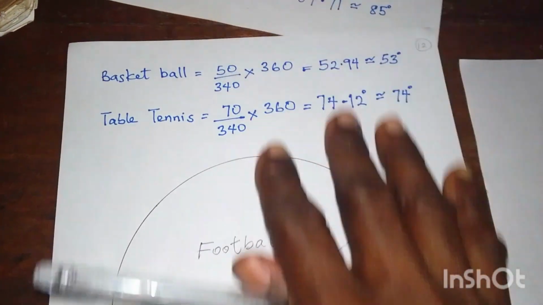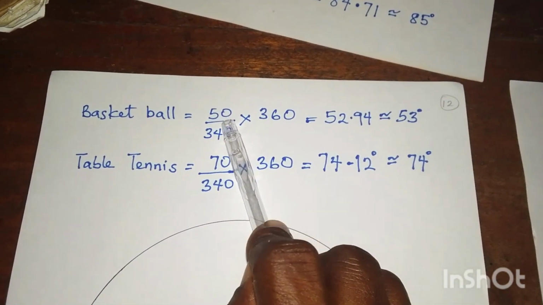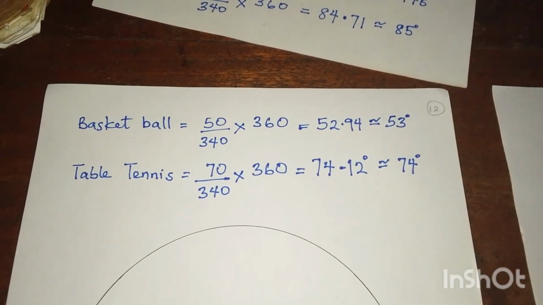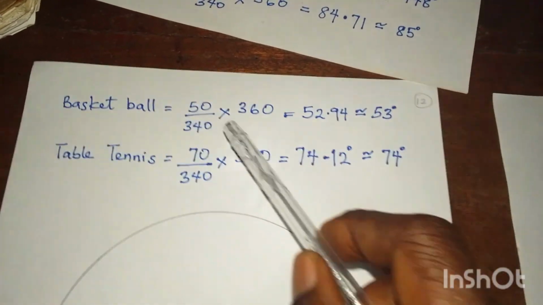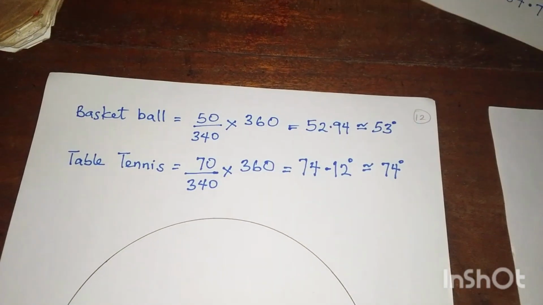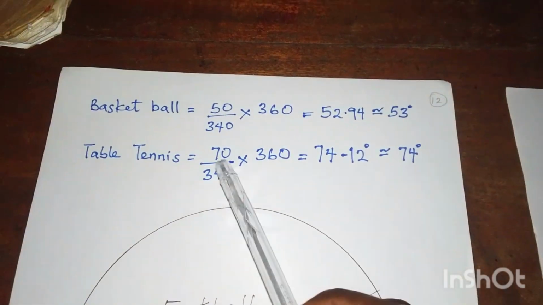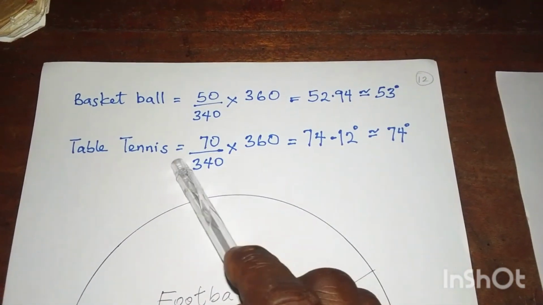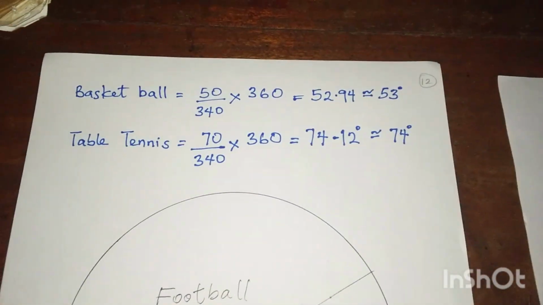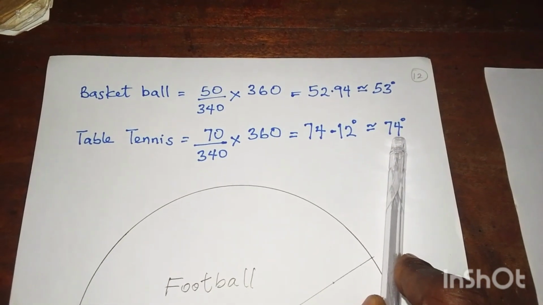Now, for basketball, how many students are playing basketball? We have 50 students over the total number of students, which is 340, times 360. If you calculate this, it will give us 52.94 degrees, which is approximately 53 degrees. Also for table tennis, how many students are playing table tennis? That is 70 divided by the total number of students, 340, times 360. This should give us 74.12 degrees, which is approximately 74 degrees.